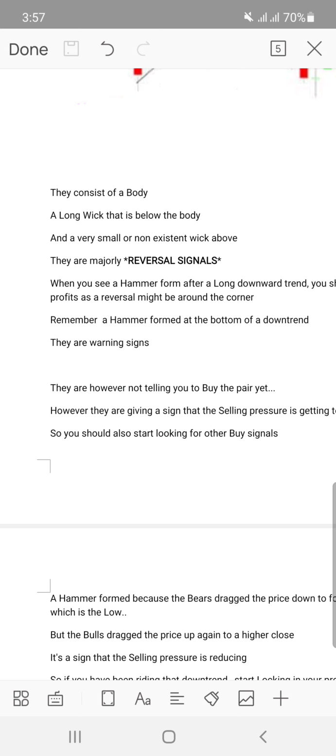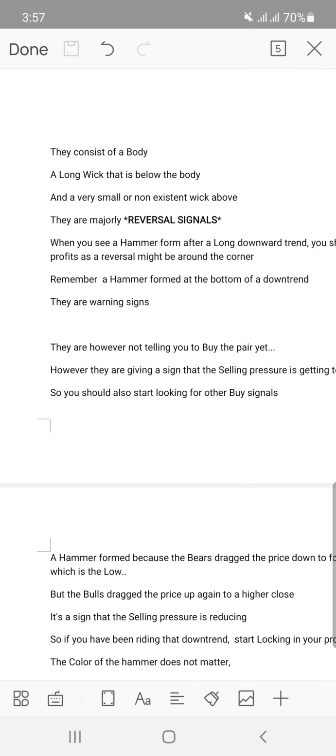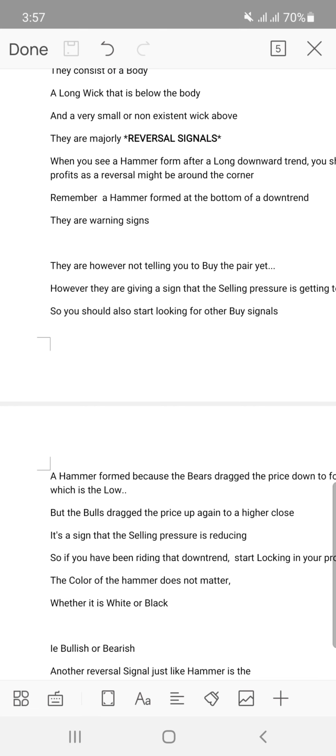adjust your stop loss above your entry, so that even if the market changes direction, you will not make losses, you'll be in profits. You understand? Okay. So remember, a hammer formed at the bottom of a downtrend. They are warning signs. They are, however, not telling you to buy the pair yet. Although some people use it as an indication for buying or selling, but it is not really advisable. They are not strong reversal patterns.